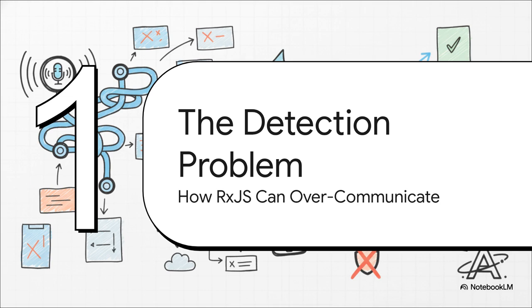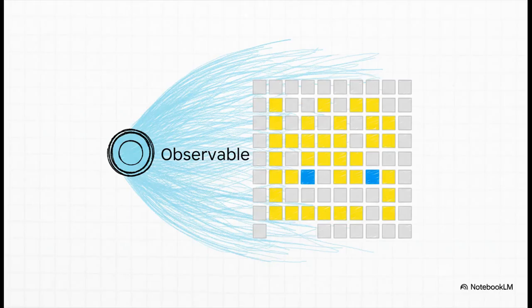For a long time, RxJS has been our best friend for managing state. It's powerful, no doubt, but there's a catch. Sometimes it can be a little too talkative for Angular's liking. Here's the deal. When you use something common, like a BehaviorSubject from RxJS, every time it spits out a new value, it basically screams at the entire Angular application, "Hey, something changed! Everyone, wake up and check yourselves!" This forces Angular to do a full-blown check on, well, everything, even on components that have absolutely nothing to do with the change. Talk about wasted effort, right?